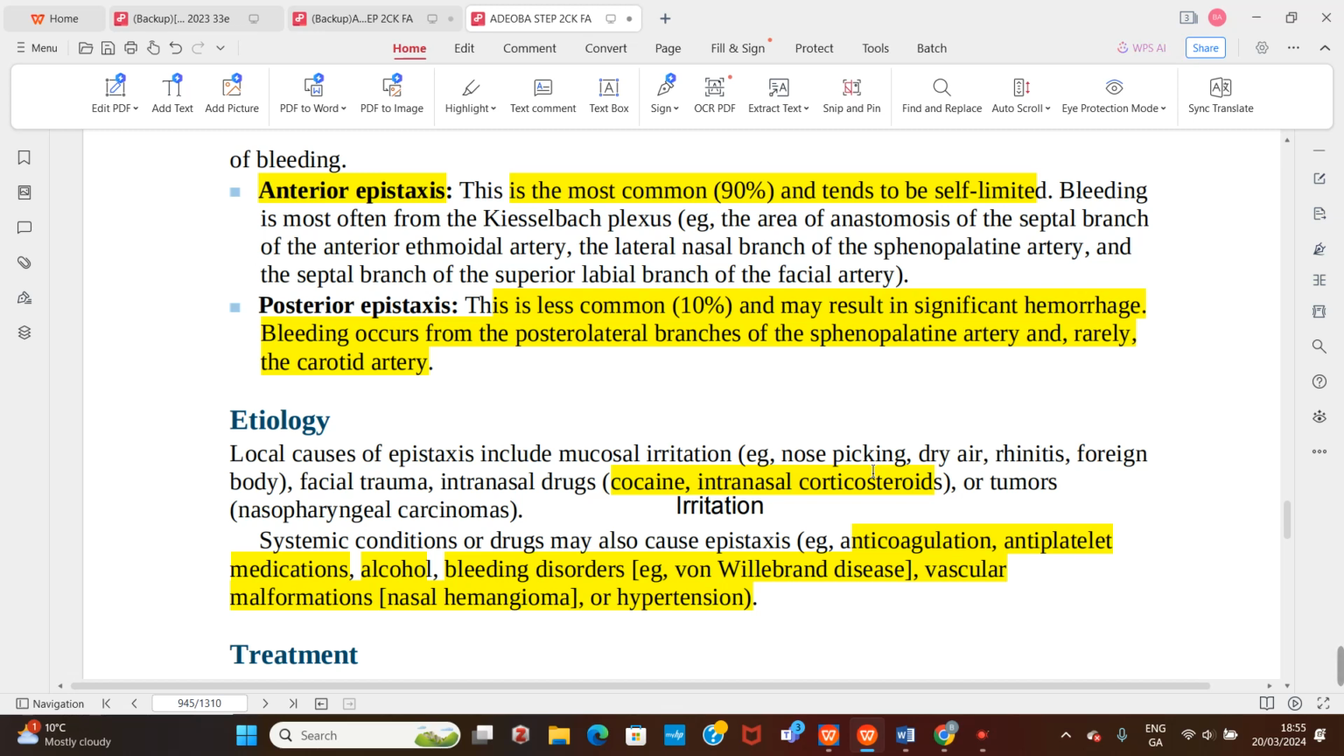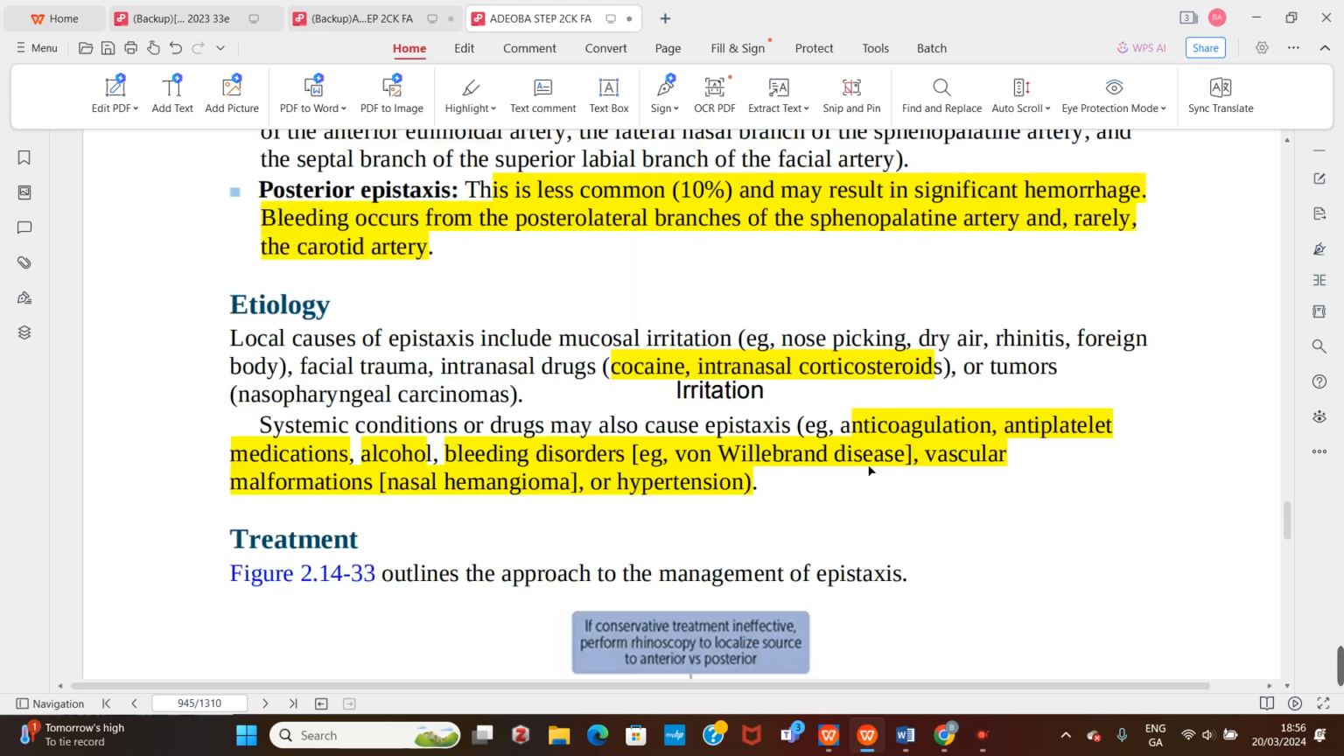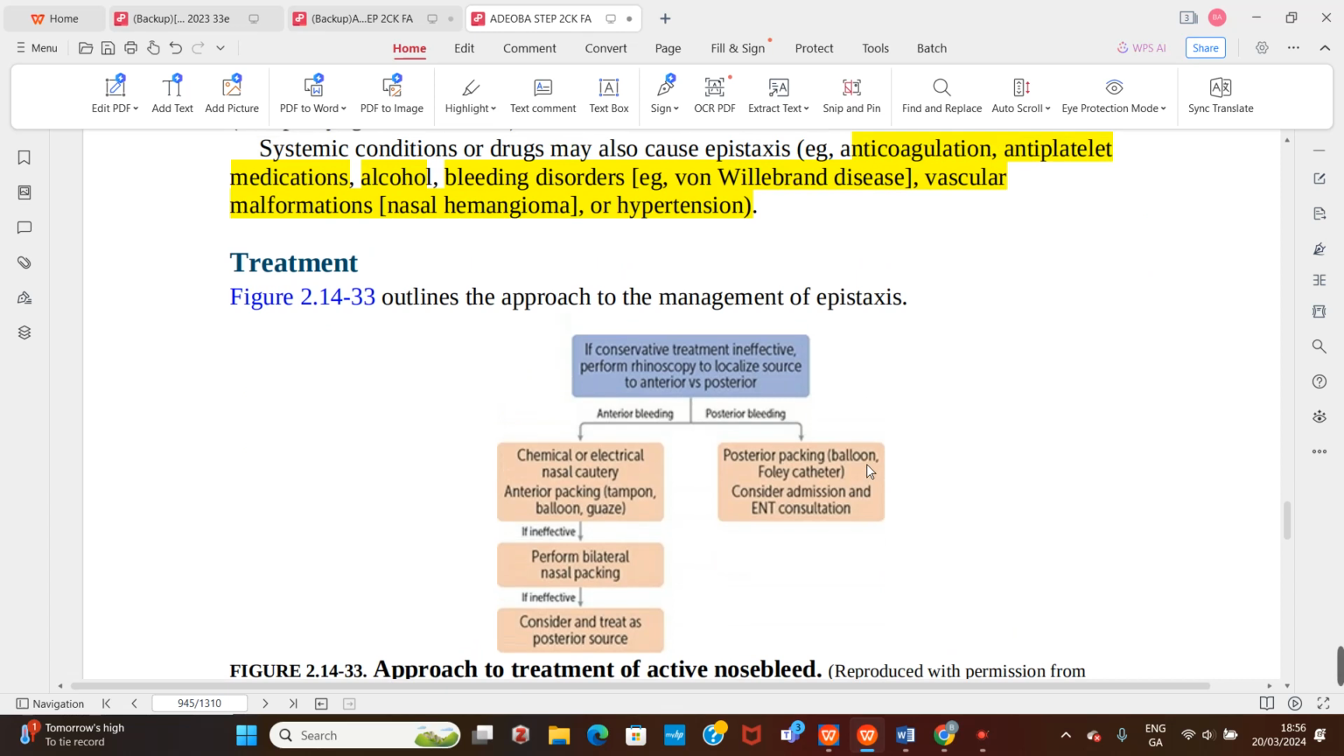Or the person has some systemic conditions. Hypertension, number one. Hypertension can cause epistaxis. The vessels can easily rupture because of the high blood pressure. Or the person is on some particular drugs like anticoagulants, antiplatelets. They can easily bleed too. People with bleeding disorders like von Willebrand disease. So all these causes are things we can easily think of, things we can easily wrap our head around. So how do we treat?